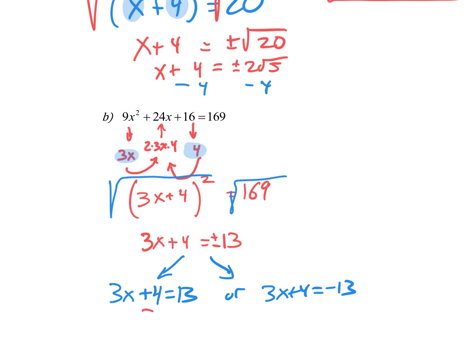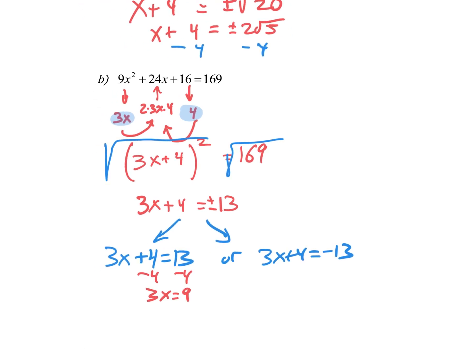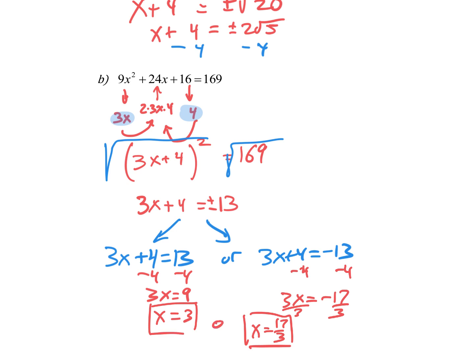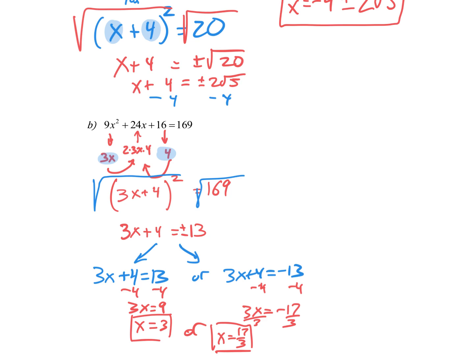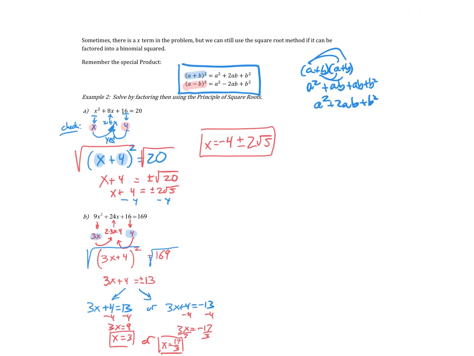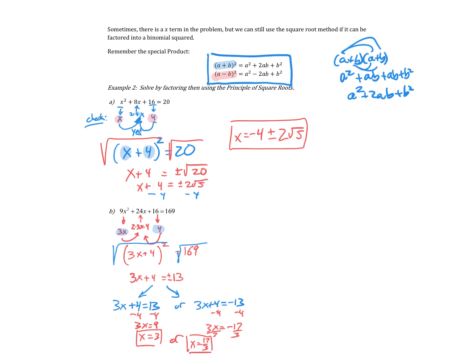All right, then we solve this up, just subtract 4 from both sides, and divide by 3, x equals 3. Here, subtract 4 from both sides, 3x equals negative 17, divide by 3, and we get x equals 17 thirds. So two answers, 3 or 17 thirds. All right, that's the idea there. So again, if it's a perfect square trinomial, if we can recognize that it is, then we can factor it, and we can square root to get rid of that squared.